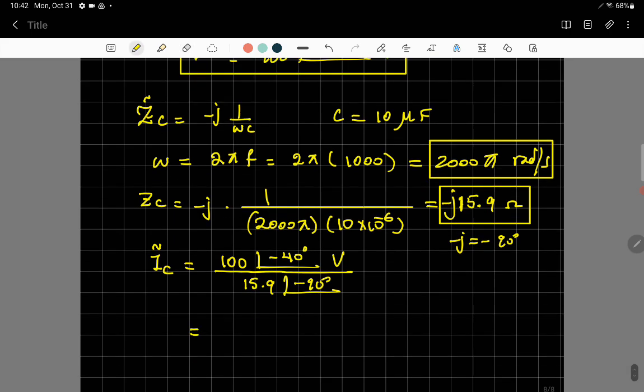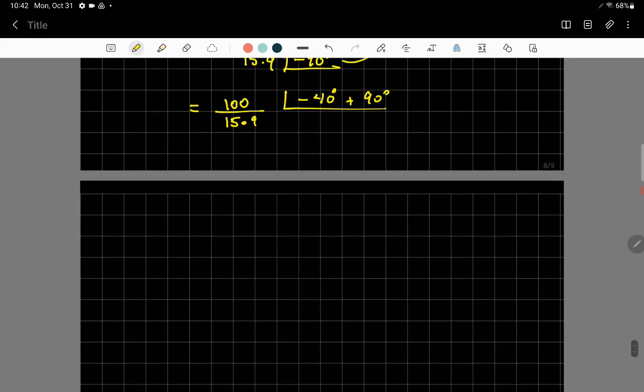Equal. I divide the number by itself, 100. I divide it by 15.9. And the angle, the one at the top, negative 40, and the bottom, negative 90. When it goes up, it would change to positive 90. So let me divide 100 by 15.9. That will give 6.29, and the angle 50.